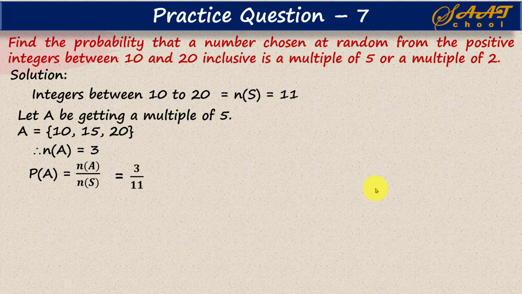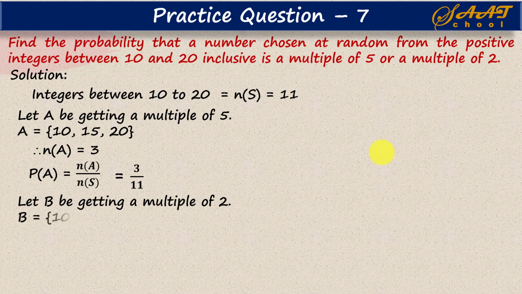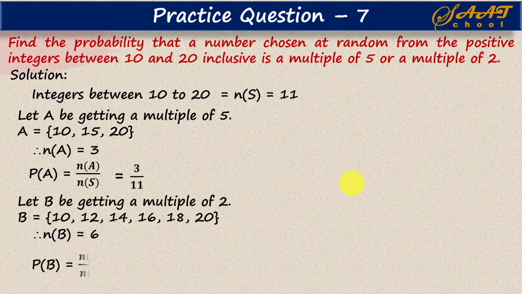Now we can also find the probability of getting a multiple of 2. Let B be getting a multiple of 2. Now, multiples of 2 from 10 to 20 are 10, 12, 14, 16, 18 and 20. Now we have 6 outcomes where n(B) equals 6. Now we can find the probability of B, or probability of getting a multiple of 2, as n(B) by n(S), where n(B) is 6 and n(S) is 11.